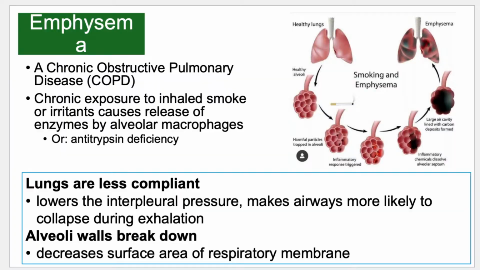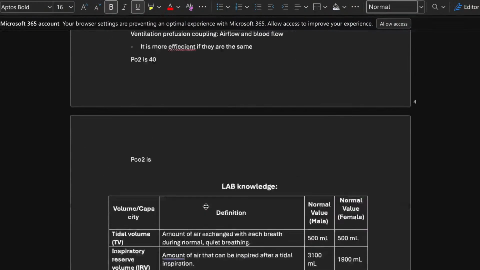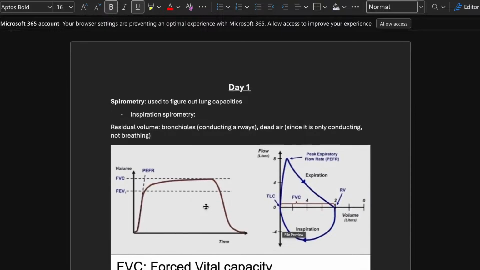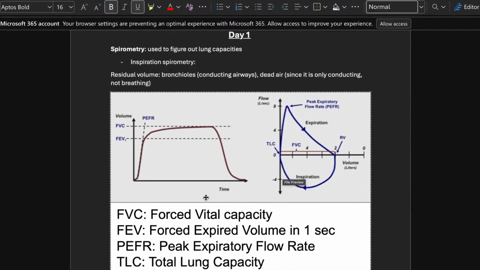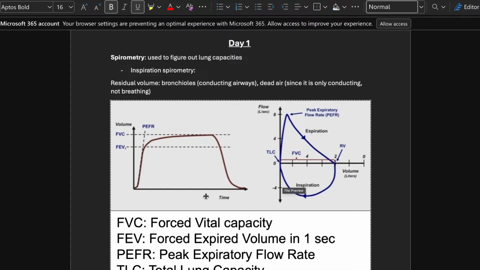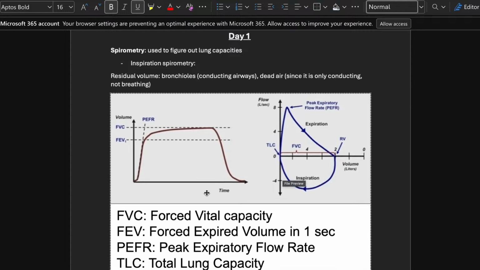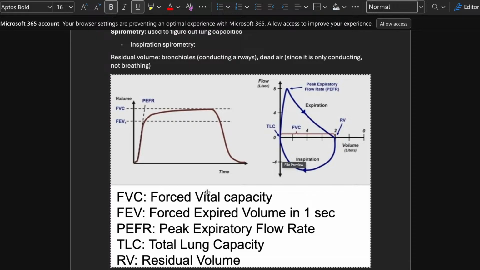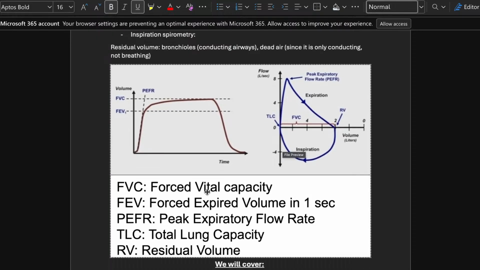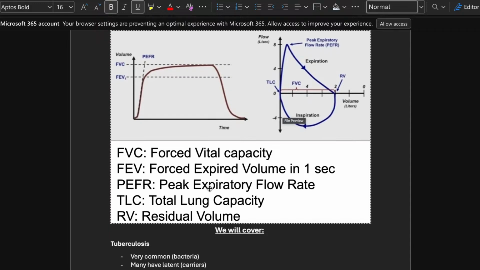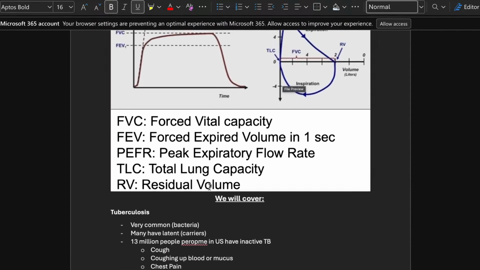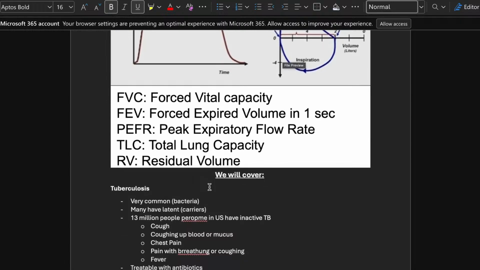Emphysema. Let me look at my notes just to remember which one is obstructive and which is restrictive. I don't think I noted it, but it's a good time to look back and see. So spirometry is used to figure out lung capacities. Residual volume here refers to bronchioles, everything that's conducting airway, and also dead air. So that's what that residual volume is about.